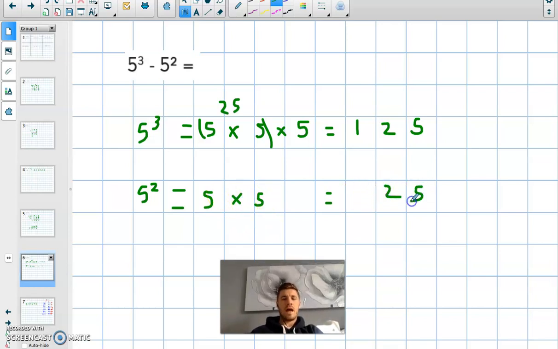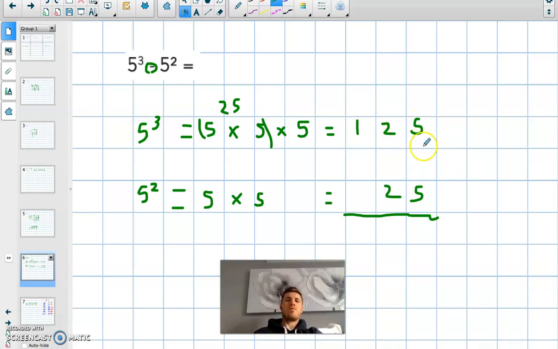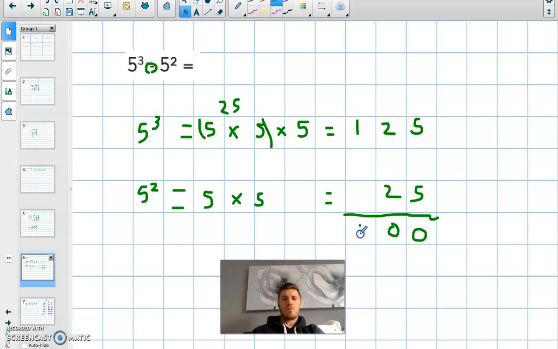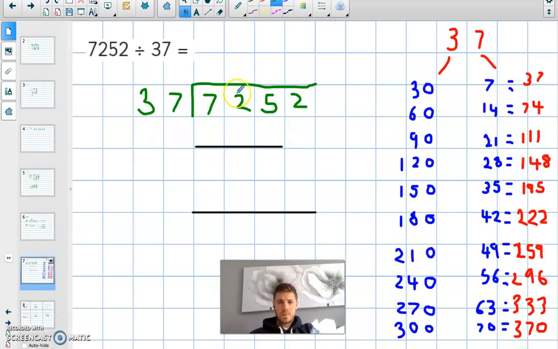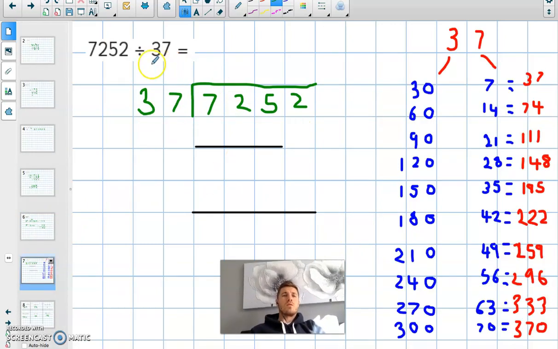And we've got to now refer back to our original question. And the operation is subtract. So I'm going to subtract this number from this one, starting off with the smallest digit. So 5 take away 5 is 0. 2 take away 2 is 0. And 1 take away nothing is 1. So 100 is your answer. Okay, so moving on to the final question.